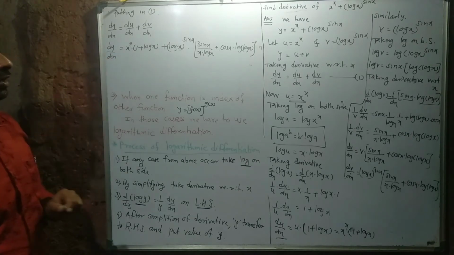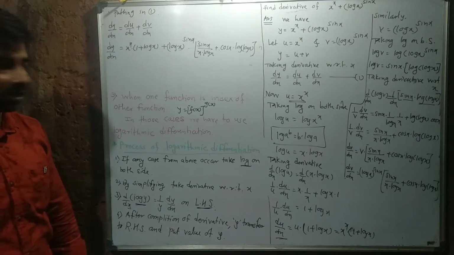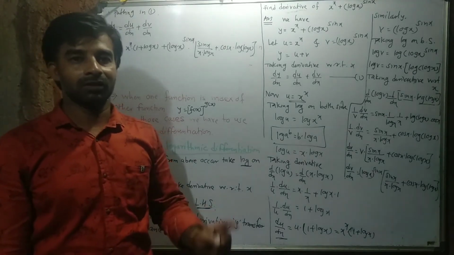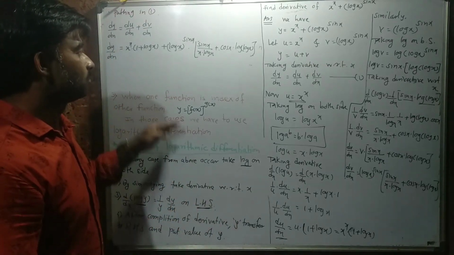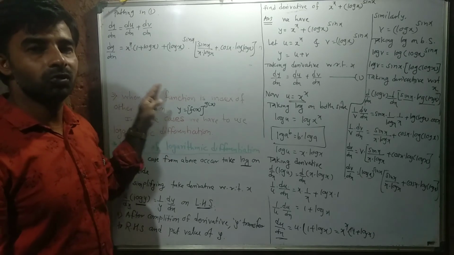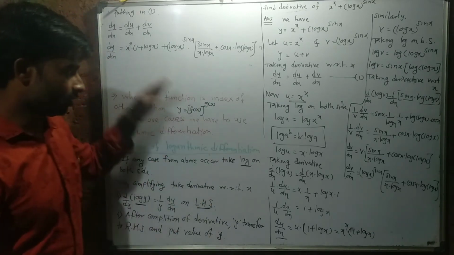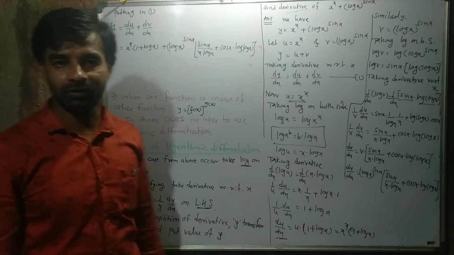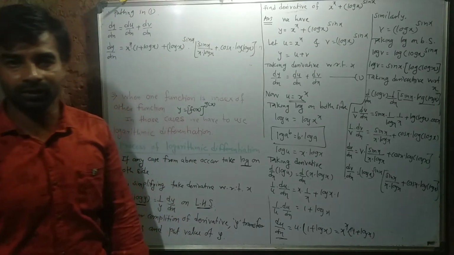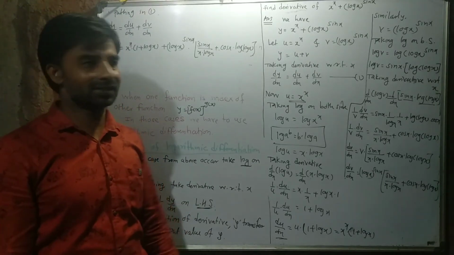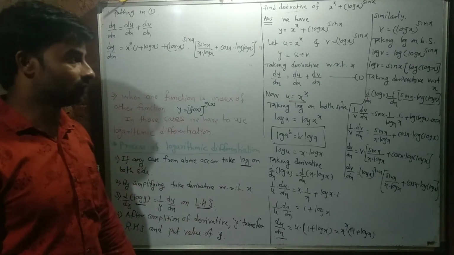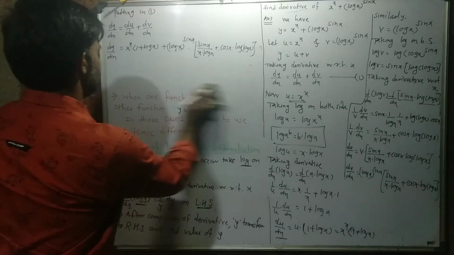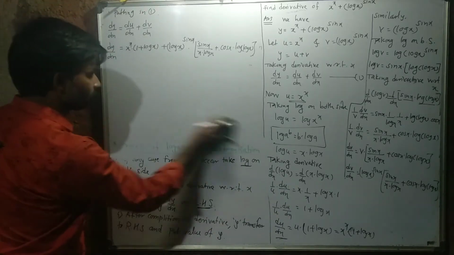Like that you can find the derivatives of different functions by using logarithmic differentiation. For this you have to remember first of all when to use logarithmic differentiation. Logarithmic differentiation is used when three or more functions are multiplied, or when there is a product or quotient of three or more functions, and one function is the index of another function. Similarly you can find another derivative quickly, and you have to complete the logarithmic differentiation.